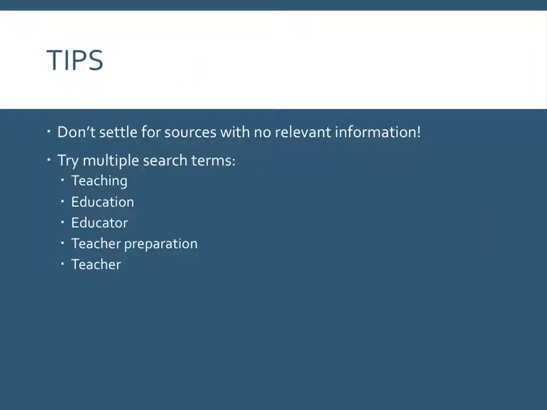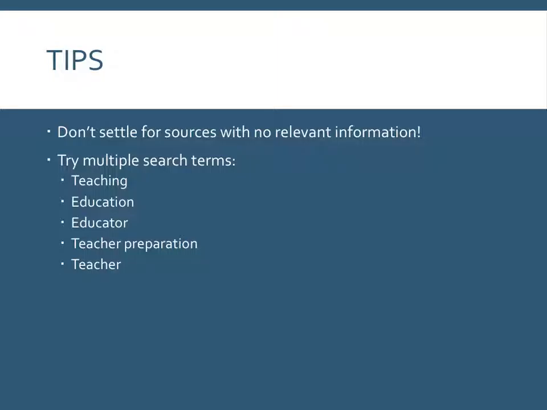Just some quick tips for you on this one. It's actually a fairly easy target to meet. But remember to not settle for sources with no relevant information just because you feel you need to have a certain number of sources. Keep looking. And if you're having trouble finding information, try multiple search terms. For instance, if you were looking up education, you could try teaching, education, educator, teacher preparation, and teacher.